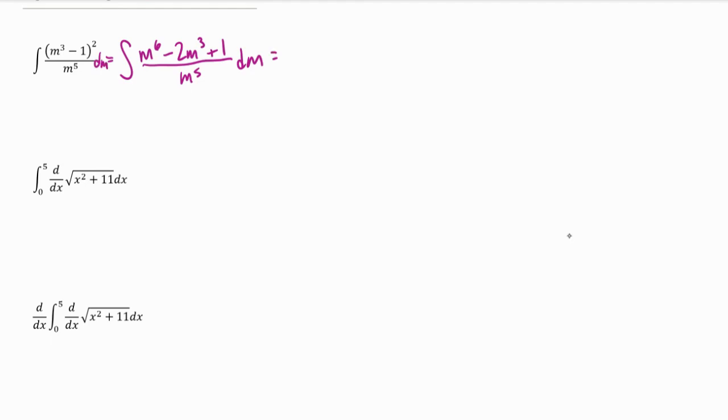All right, and when you solve that, that's just the same as the integral. And notice that I'm keeping this in an integral as I rewrite it. dm. All right, and then the antiderivative of m to the first would be 1/2 m squared.